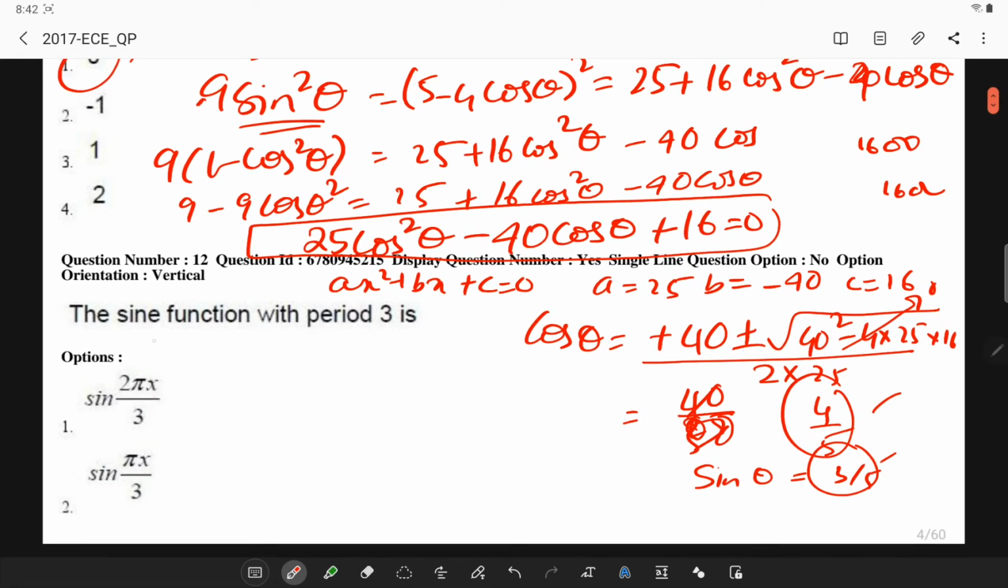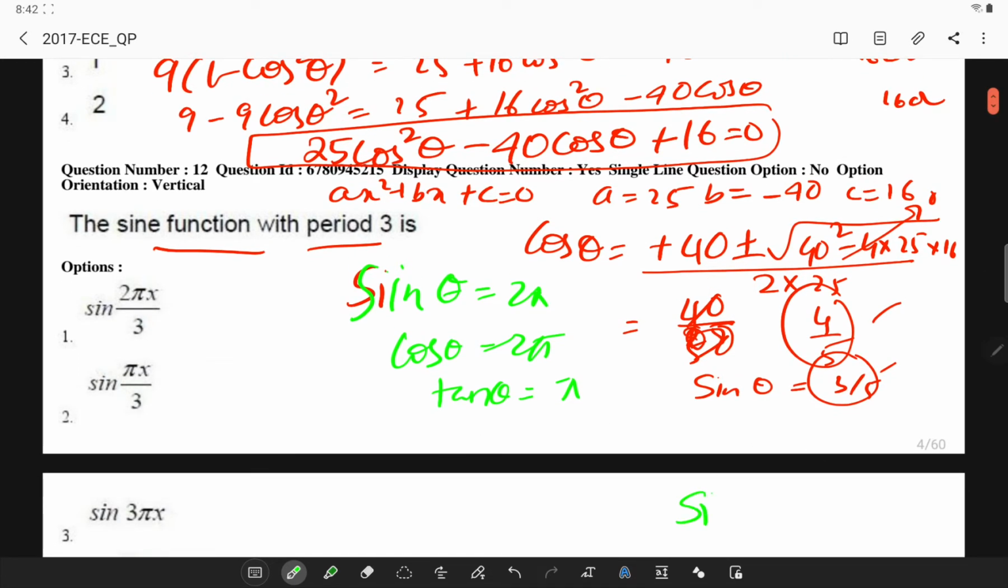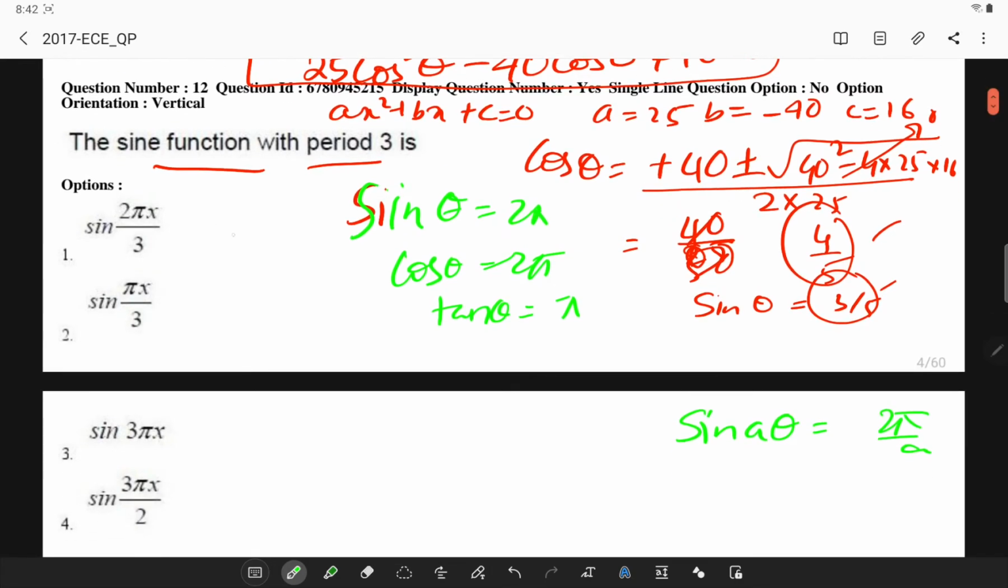Next, the sine function with a period 3. Generally the period of sine theta is 2 pi. For cos theta it is 2 pi, for tan theta it is pi. So simply remember, for sin a theta, the period will be 2 pi by a. So here a is 2 pi by 3, so 2 pi divided by 2 pi by 3, this cancels, and I get a period of 3.